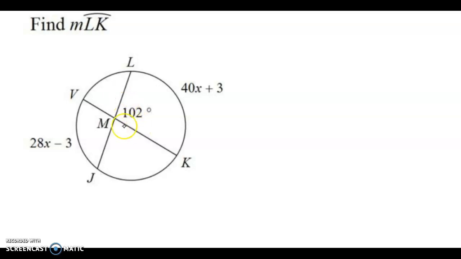We know this angle measure here, and this angle is made up by these two chords, or if you extended them, they're secants. And it is inside the circle. It's not at the center of the circle, so it's not a central angle. So when we have an angle created on the inside of the circle, we're going to say that angle is equal to 1/2 the sum of the intercepted arcs.